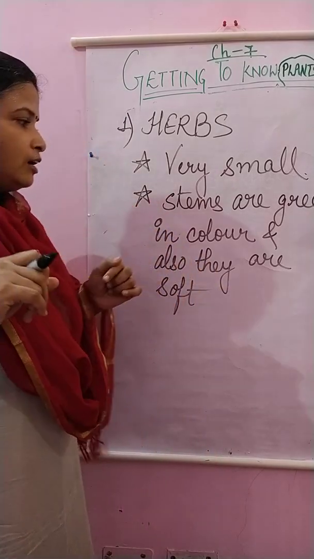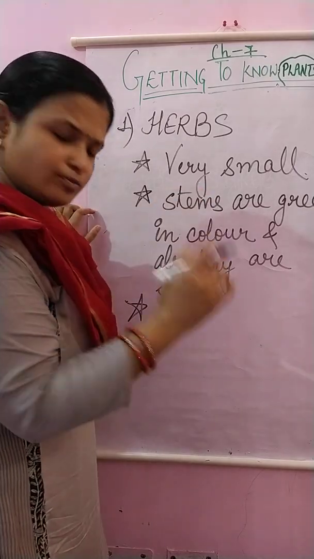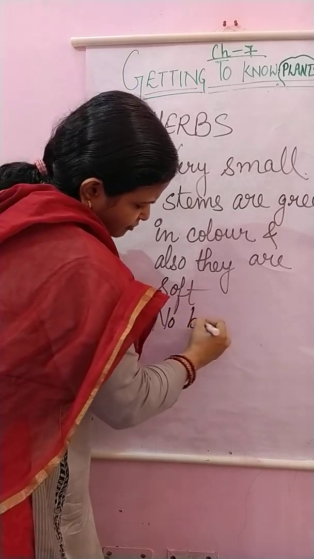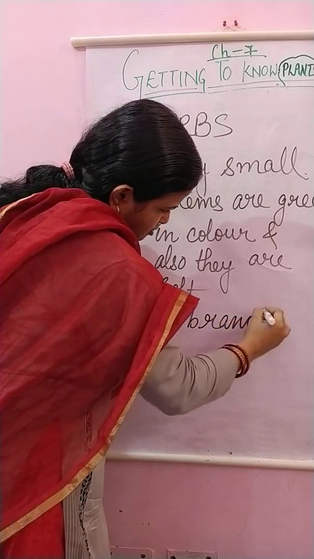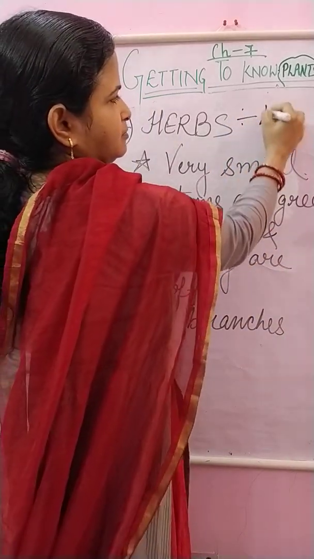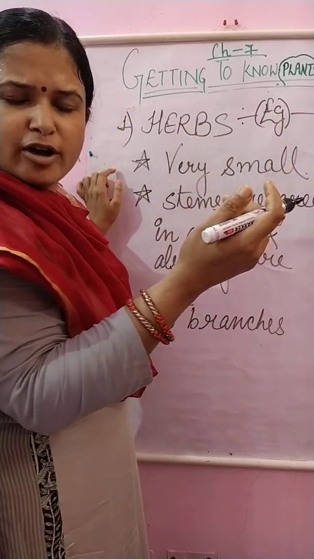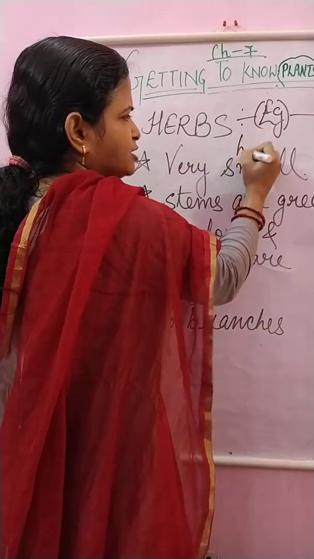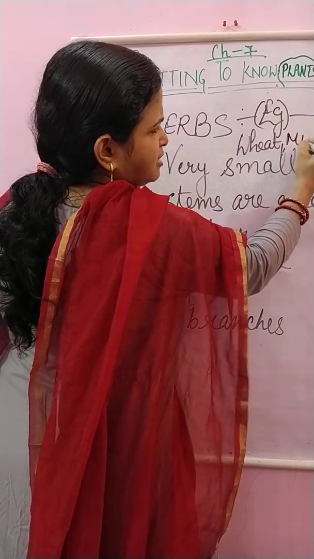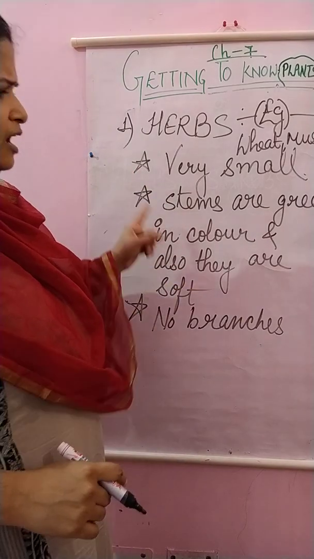Okay. Now third thing, about branches. Mostly they don't have any branches. And what are the examples? So many examples of herbs are there. For example, wheat plant, rice plant, tomato plant, mustard plant. So many examples are there. Okay. So these are the herbs.